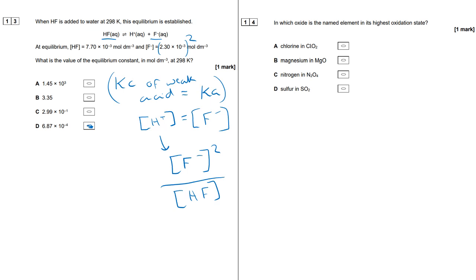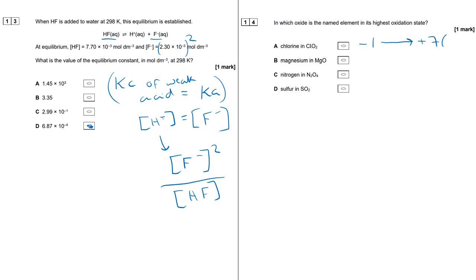Question 14. Which oxide of the named element is in its highest oxidation state? So oxidation states can be worked out based on the position it is in the periodic table. So for example, group 7, chlorine, it can gain 1 electron, so its lowest oxidation state is -1, or it can lose up to 7 electrons. So its highest oxidation state is +7.